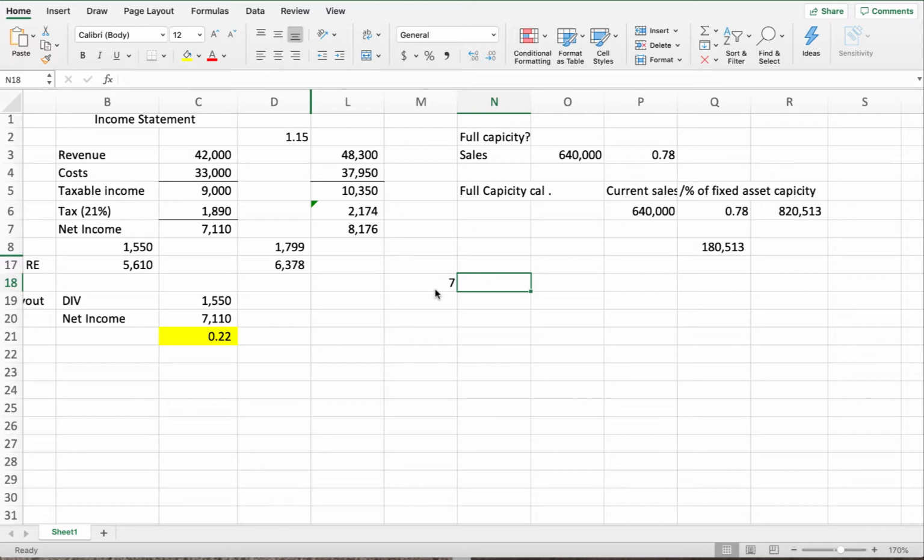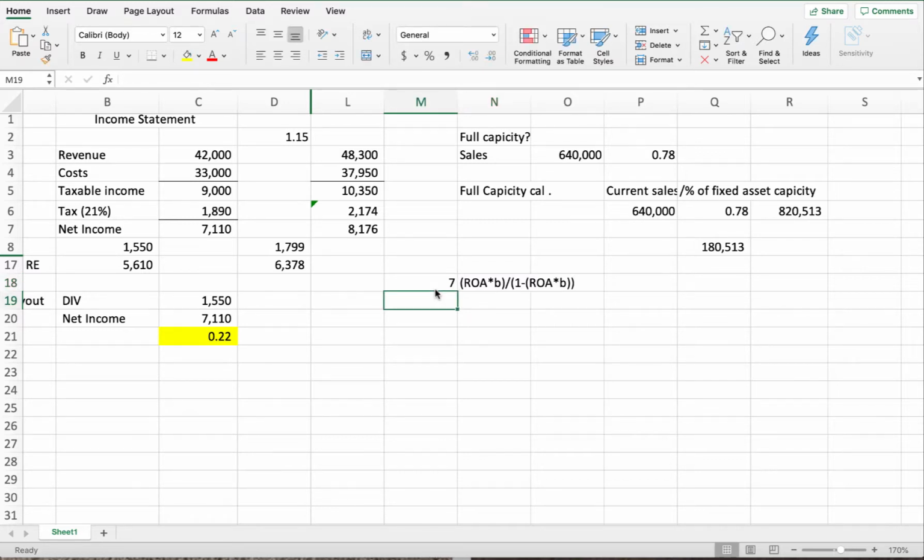This is literally the easiest problem, because all we need to recall is the internal growth rate calculation. That's easy. It's ROA times my plowback, divided by 1 minus ROA times the plowback.